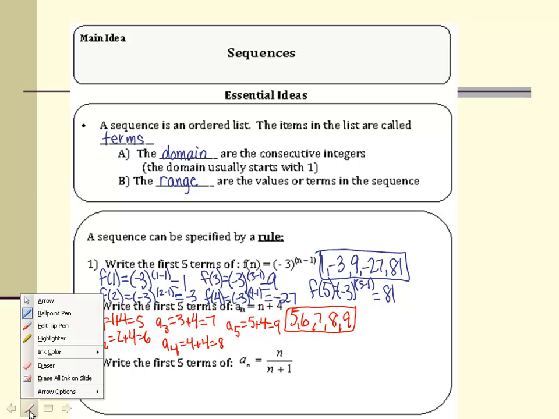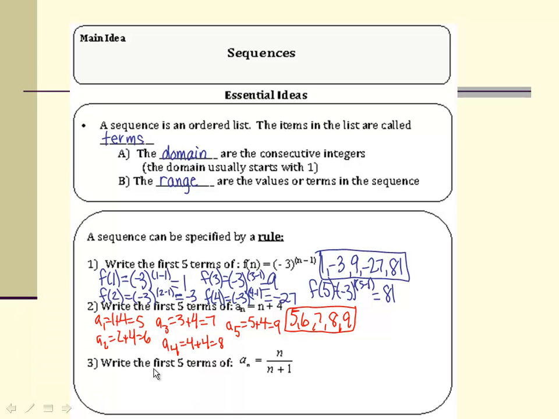For number 3 here, it says write the first 5 terms of a sub n equals n divided by the quantity n plus 1. So a sub 1 is 1 divided by 1 plus 1, which is really 1/2. A sub 2 is 2 divided by 2 plus 1, which is really 2/3. A sub 3 is 3 divided by 3 plus 1, which is 3/4. A sub 4 is 4 divided by 4 plus 1, which is 4/5. And then a sub 5 is 5 divided by 5 plus 1, which is 5/6.